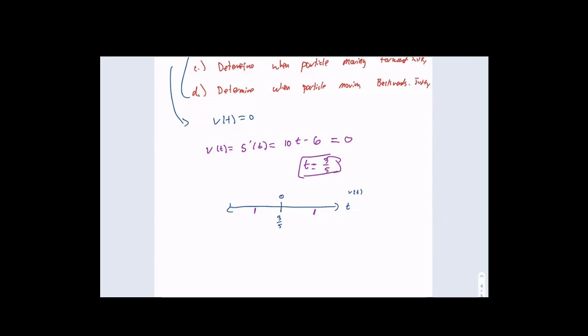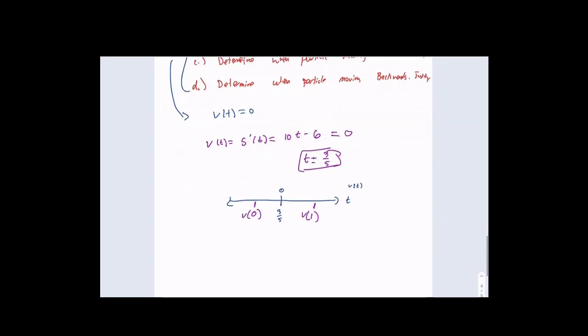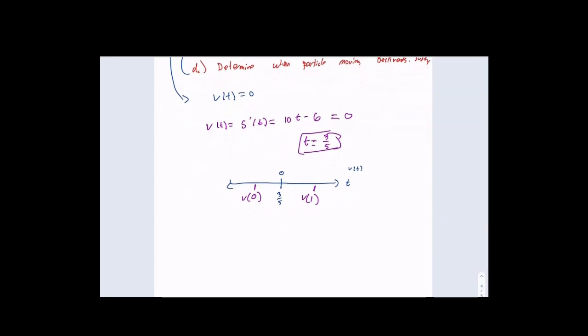1/5. That's a very hard, tough value. 0. 0 is a nice, easy number that's less than 3/5. And give me a number that's nice and easy above 3/5. 1. So I want to find v of 0, and I want to find v of 1. Those are not primes, that's just indicating where it's located at. So I want to find v of 0 and v of 1.